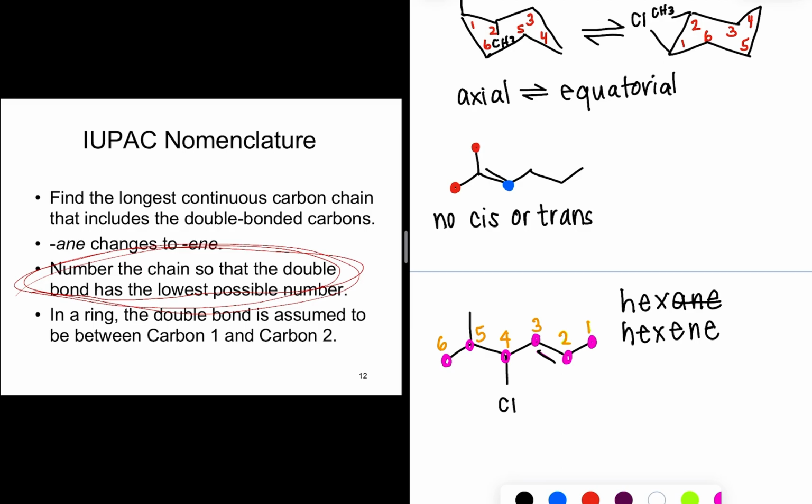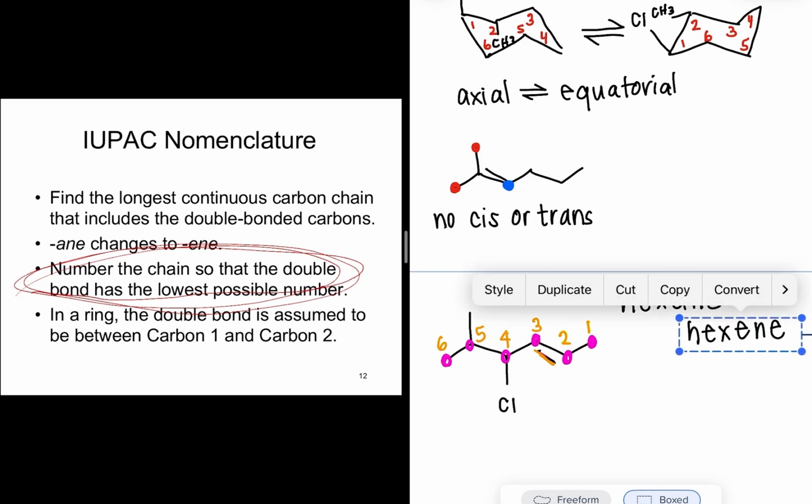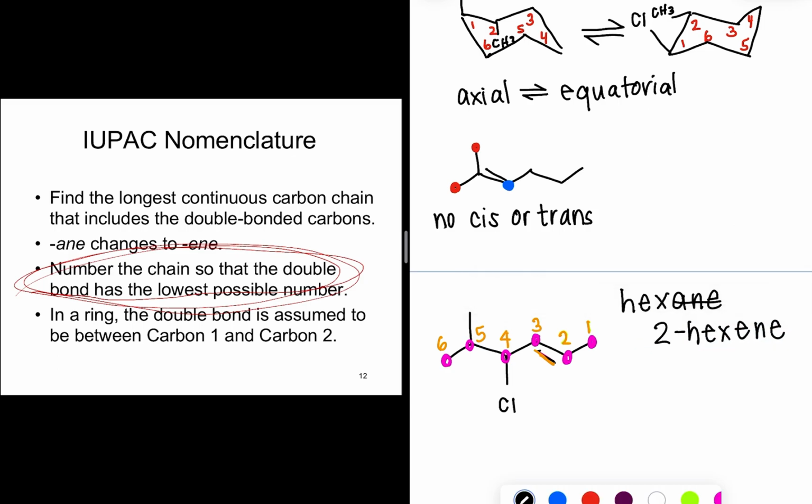Now I'm going to tell the reader the position of where my double bond starts. My double bond starts at position number 2 and it goes to position number 3. So this is going to be a 2-hexene. That's going to be the parent chain, 2-hexene. I also need to tell the reader that at carbon number 4, I have a chloro, and at carbon number 5, I have a methyl.